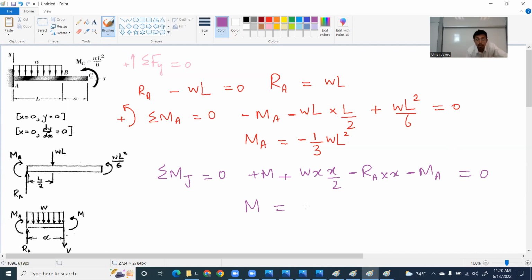So which is equal to 0, and we will have capital M comes out to be equal to minus half WX square plus WLX minus 1/3 WL square. Can you double check, please? Agreed? Yes, no. Please double check.